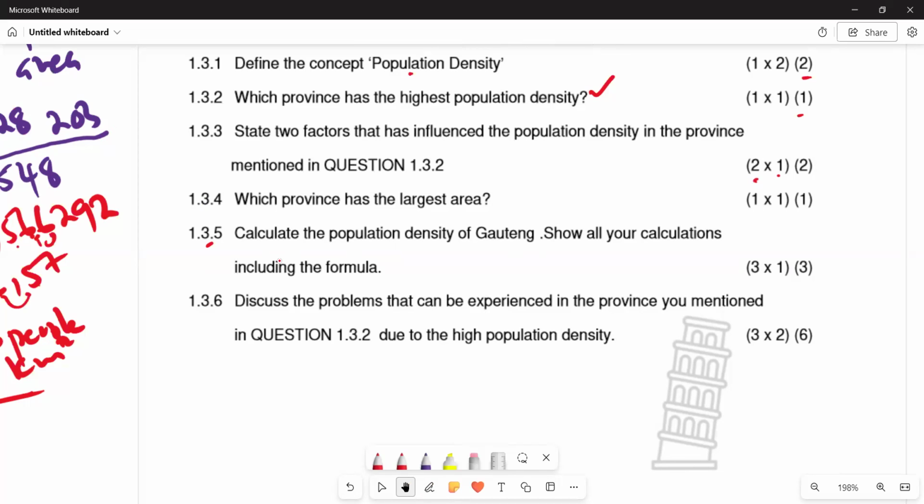So we can go through the question again. It says discuss the problems that can be experienced in the province you mentioned in question 1.3.2 due to high population density. If many people are concentrated in one area, what are the problems that we can deduce? We can have shortage of space, obviously. People can become overcrowded, and space can be a problem.